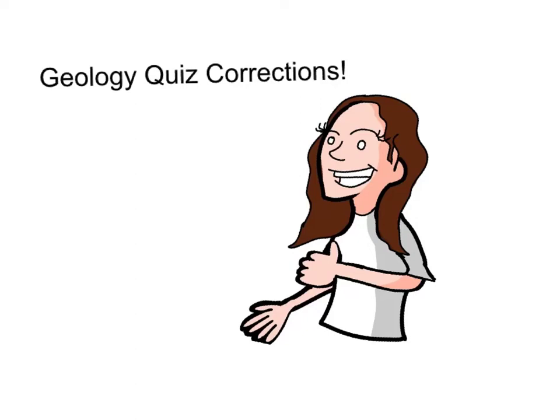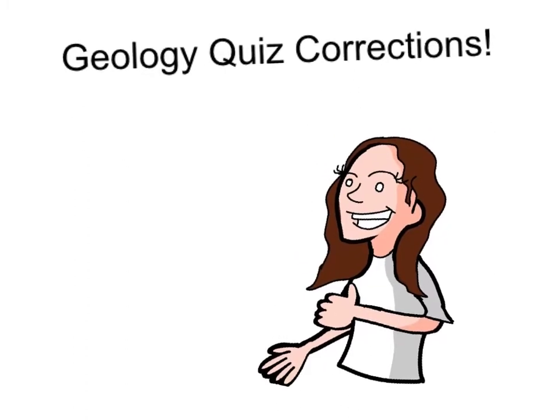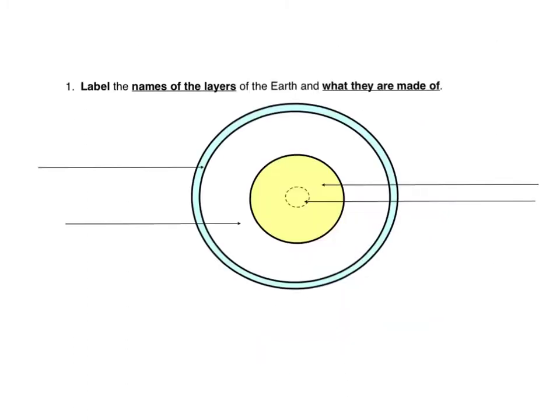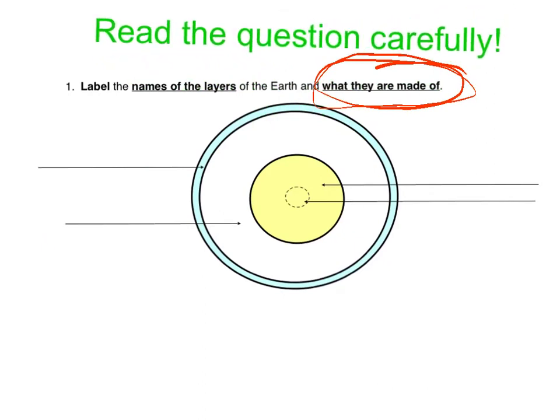Okay, here we are again, your favorite thing that we do in science, your geology quiz corrections. Hopefully this video will be a little bit shorter. Here we go. Question number 1, label the names of the layers of the earth and what they are made of. A lot of you guys missed that part. So this is your friendly reminder from Miss Cox to read the question carefully, okay?